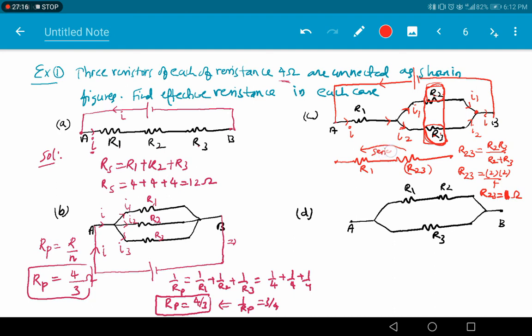Okay. Now this R23, in which combination with R1? Simply we can say that it is series only. First we are simplifying this parallel circuit as one resistor. So this R23 and R1 will be in series. Therefore RAB we can write as R1 plus R23. So 1 plus 4. So your answer will be 5 ohm.